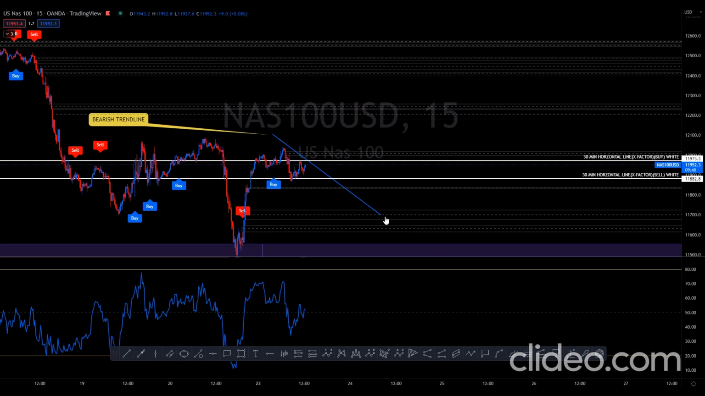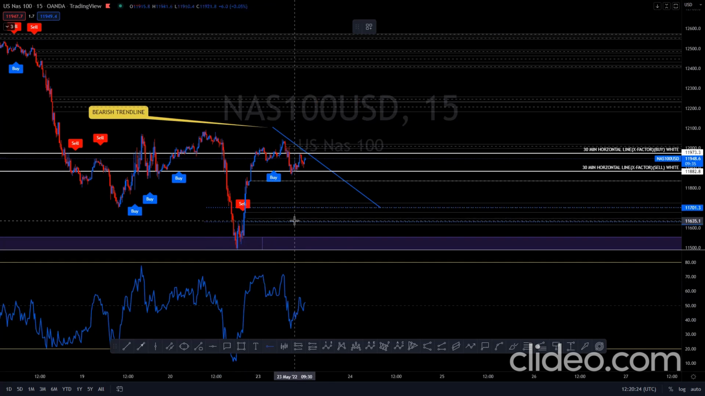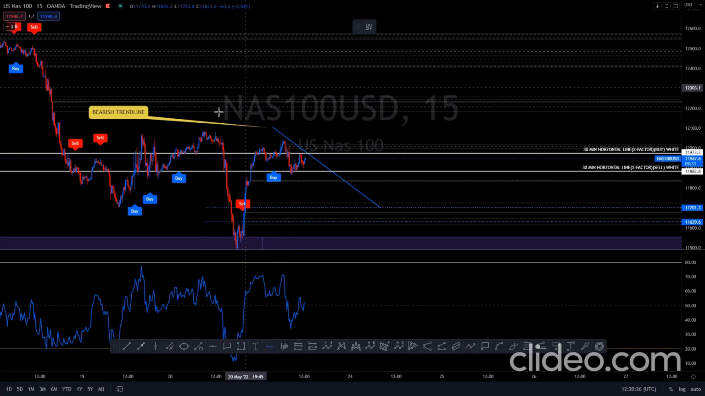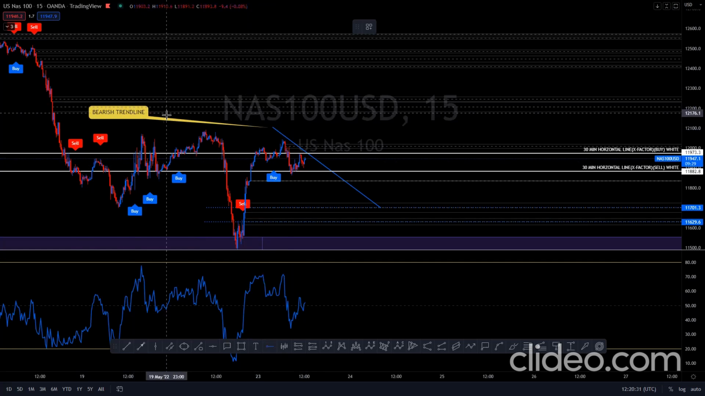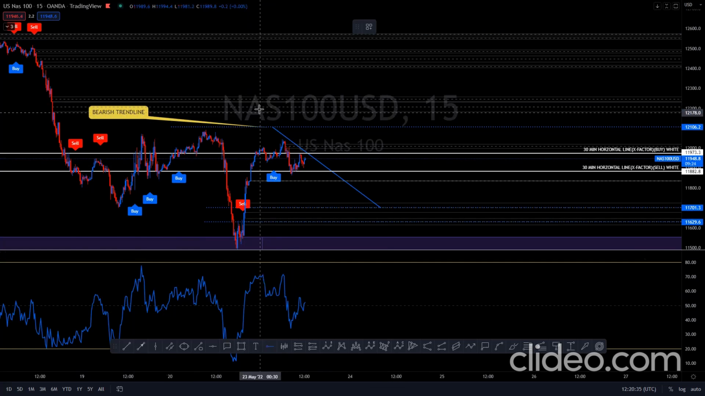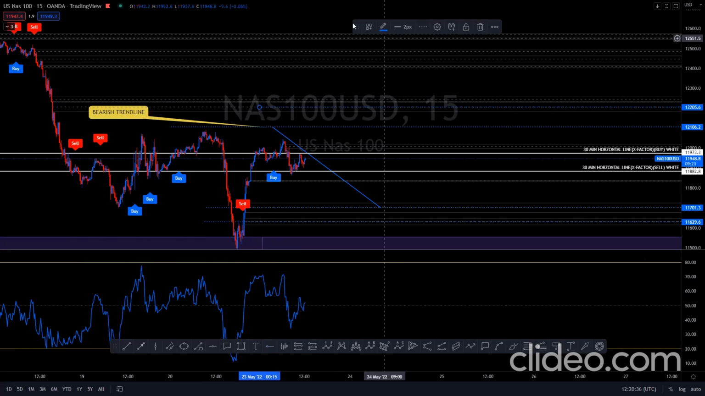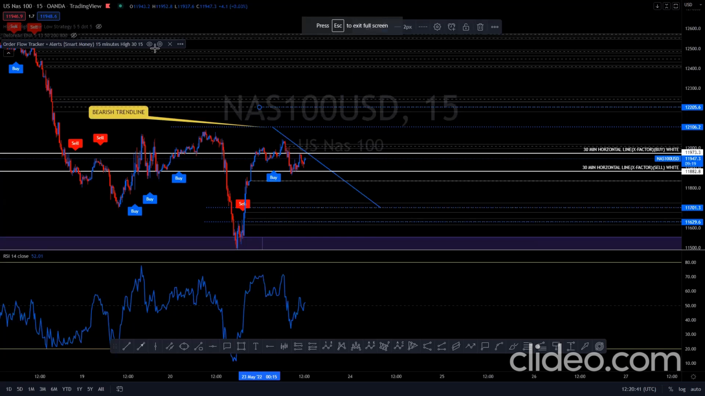Because I know that, I use these imbalances as my take profit zones, okay? That way I get in the most consistent trade. So if price sells, it's going to be take profit 1 and 2. If price buys up, then this is definitely going to be take profit 1 up here, and then take profit 2.